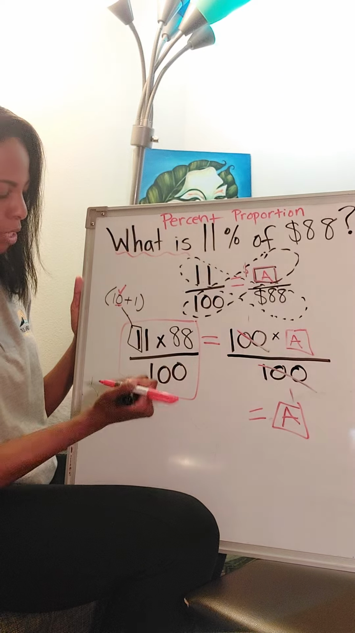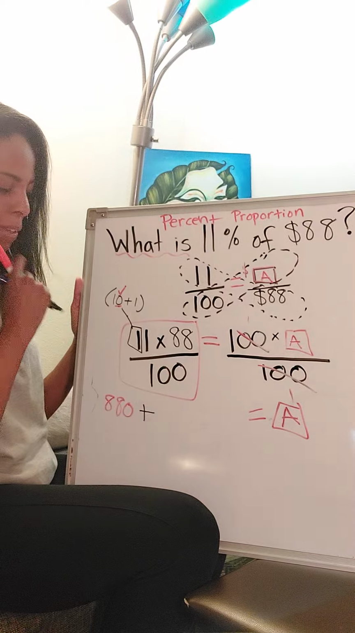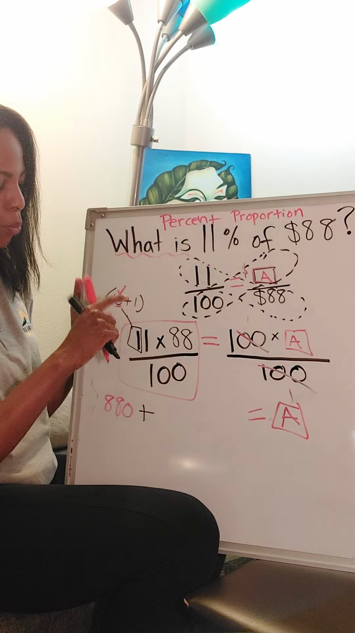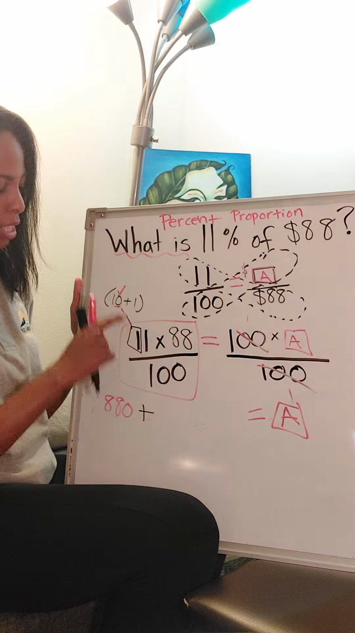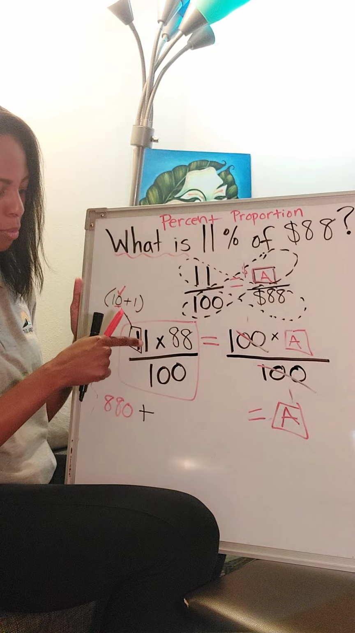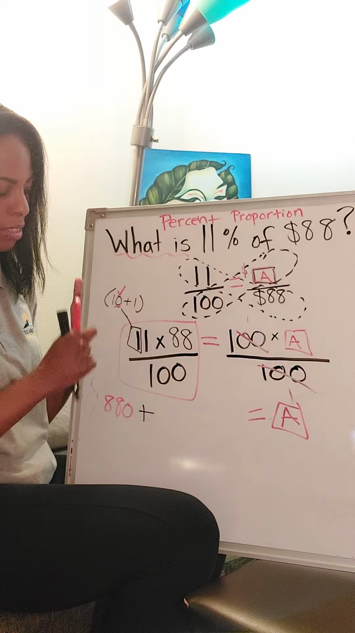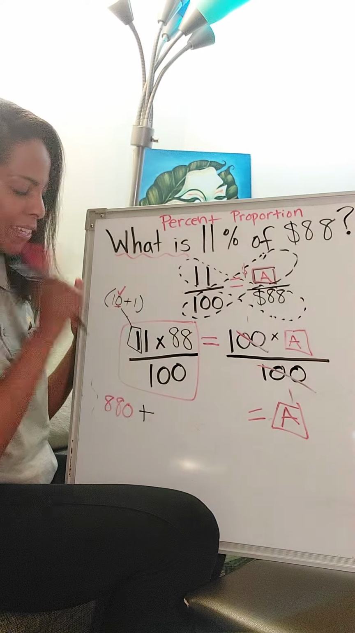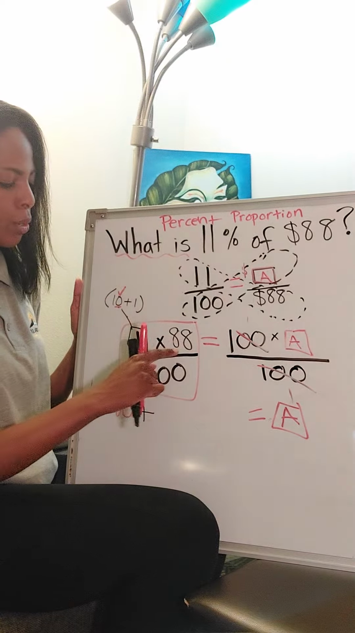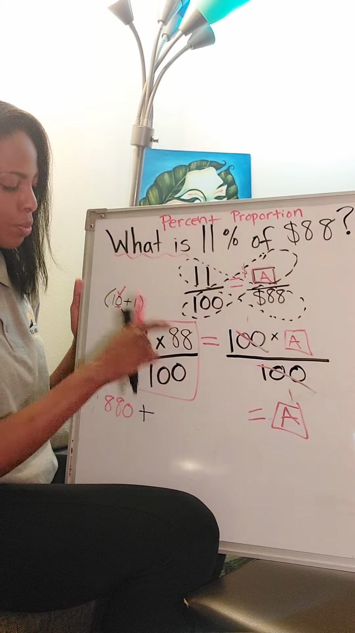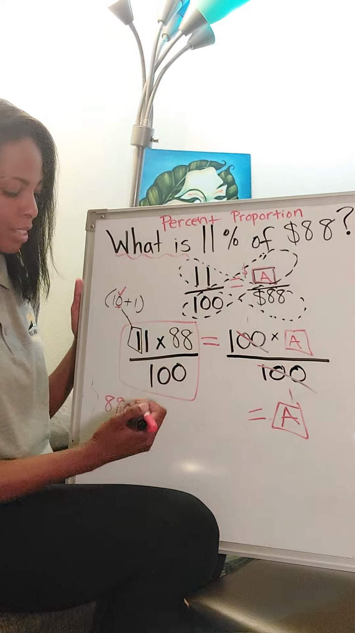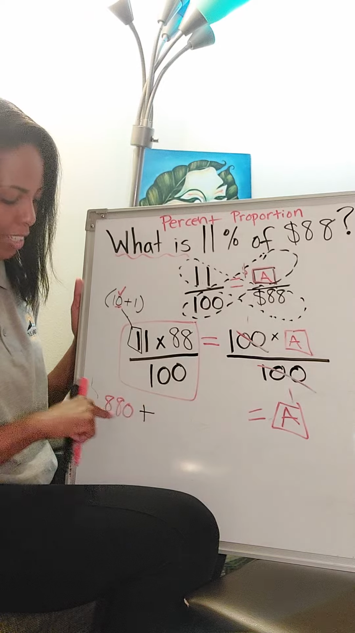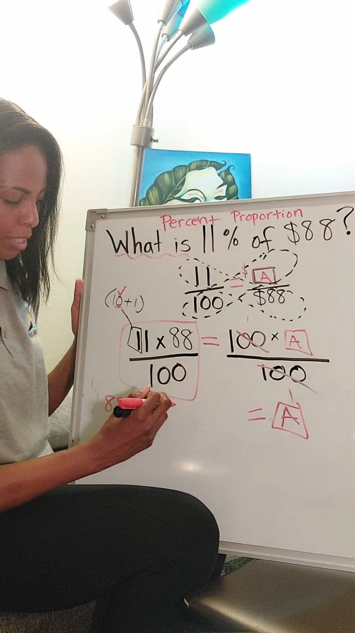So 88 times 10 is equal to 880. Now I'm going to add that to 88 times 1. Okay? And that 1 here came from the 1 in the number 11. This first one represents a 10. 10 plus 1 is 11, right? All of that is 11. So 88 times 1, or this 1 here, is 88. So now I'm adding 880 to 88.